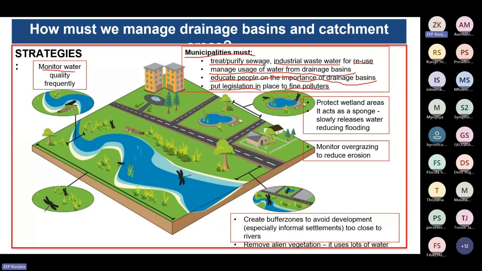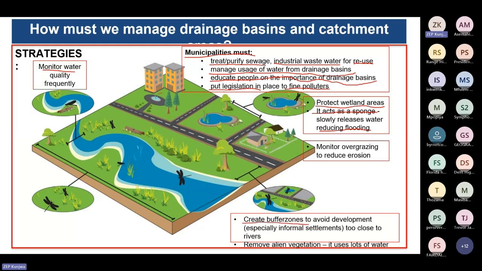And then we must protect our wetlands, because wetlands are very important in the ecosystem. The wetlands act as a sponge, né, which slowly release water to reduce flooding. So wetlands are helping us to reduce flooding, and also they're natural purifiers or natural filters, so they can filter the water.